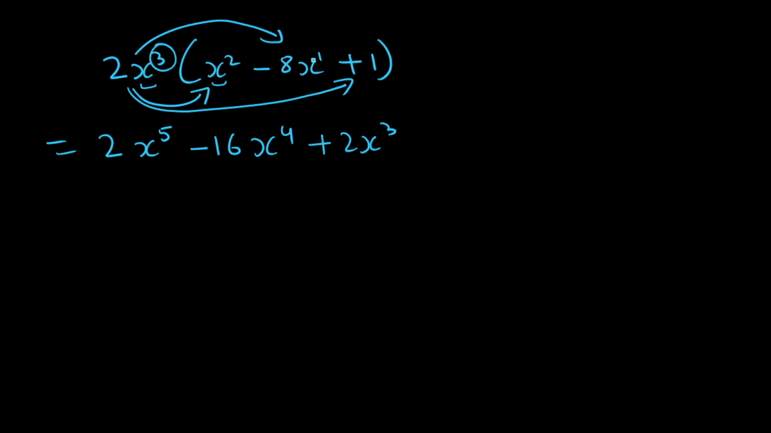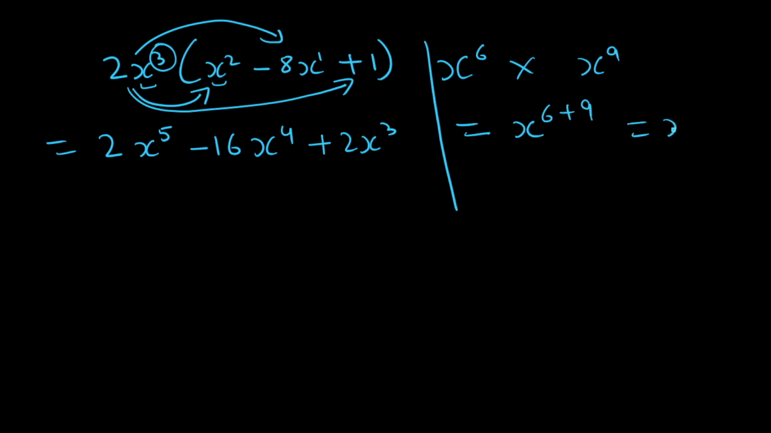So remember, when exponents are multiplied with each other, their powers are simply added together. So if there's x times x to the power of 6 times x to the power of 9, we can simply write it as x to the power of 6 plus 9, which is x to the power of 15.